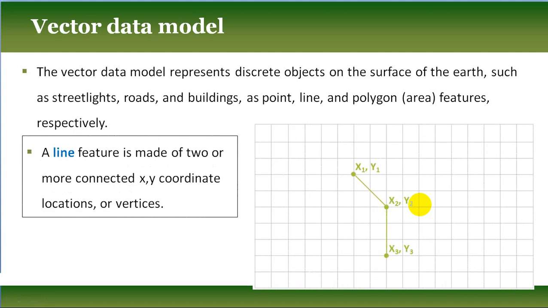A line feature is made of two or more connected xy coordinate locations. At least it consists of two coordinates or two vertex, or called vertices, plural, or more than that, and all those vertices are connected with each other and represent a line feature.